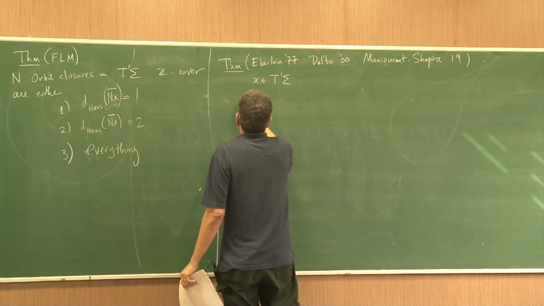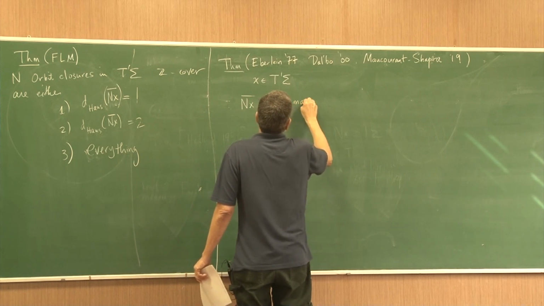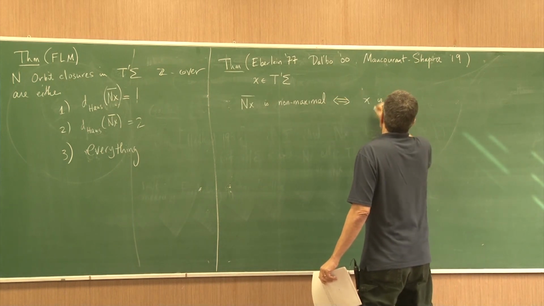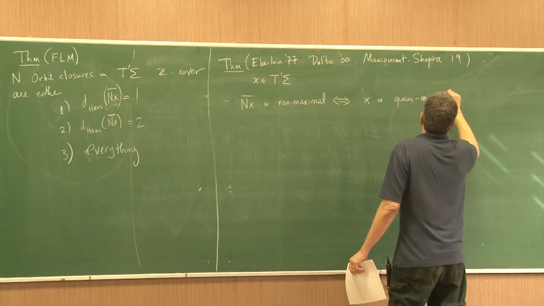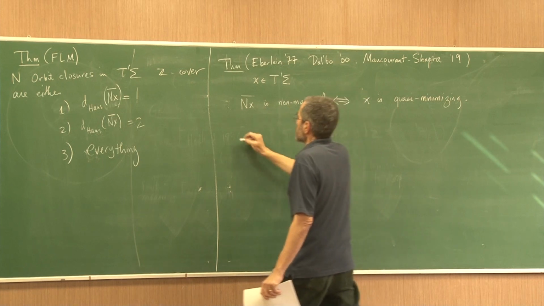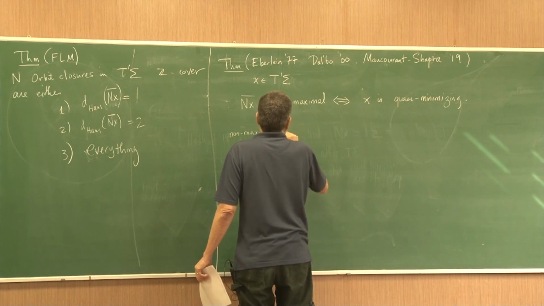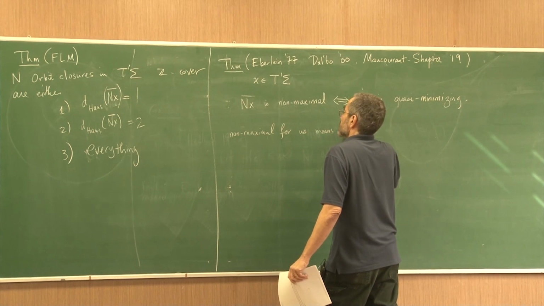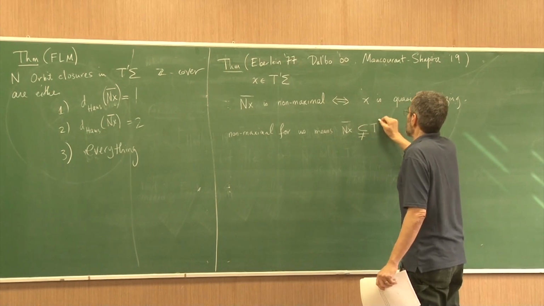Then N x bar is non-maximal if and only if x is quasi-minimizing. So I have to explain what this means. Okay, so what do I mean by non-maximal? Non-maximal for us, in our example, just means not dense. So it means N x bar is strictly contained in T1 sigma.